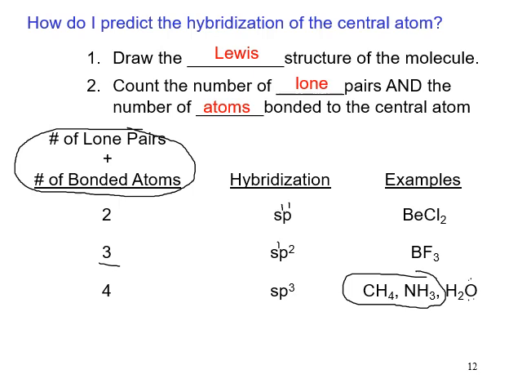So the oxygen has 4 things around it and needs 3 orbitals. So it's sp3. The nitrogen has 4 things around it and needs 3 orbitals. And the carbon here in methane has 4 things around it and needs 4 orbitals.